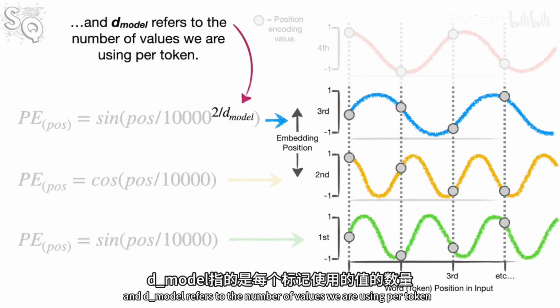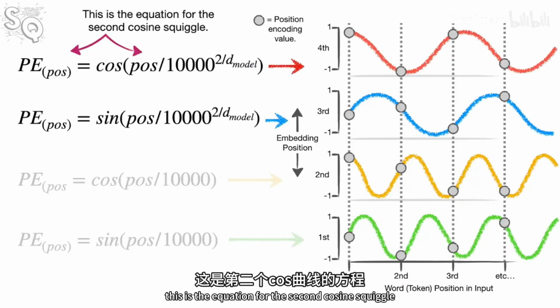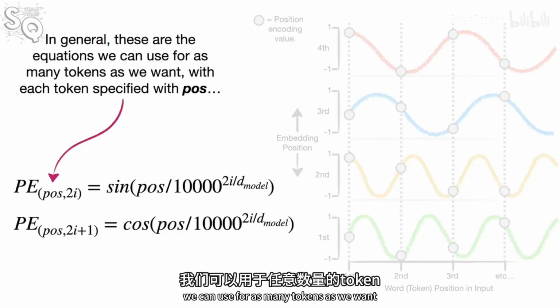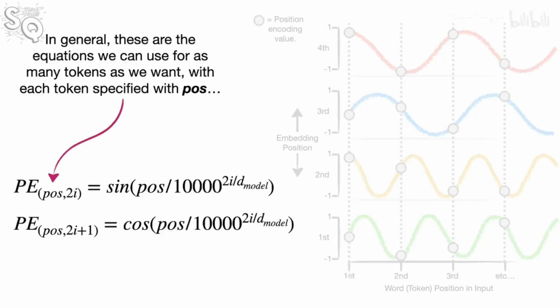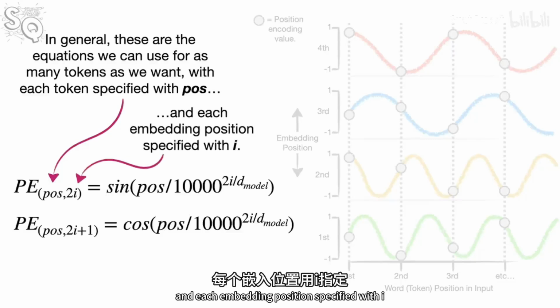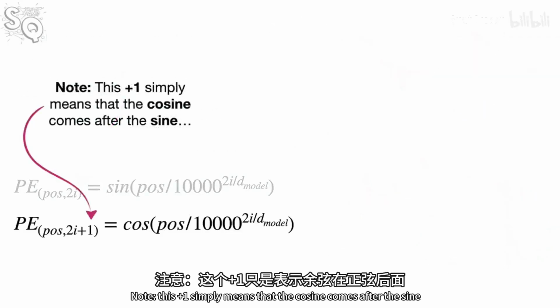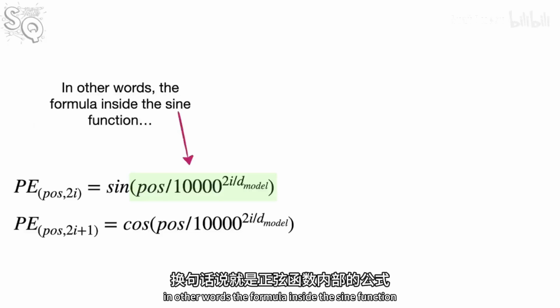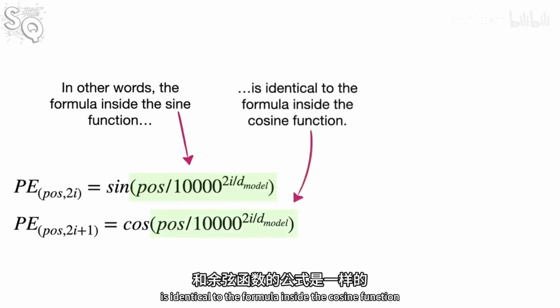And d_model refers to the number of values we are using per token. This is the equation for the second cosine squiggle. In general, these are the equations we can use for as many tokens as we want, with each token specified with pos, and each embedding position specified with i. Note, this +1 simply means that the cosine comes after the sine, and doesn't change the formula within the cosine function. In other words, the formula inside the sine function is identical to the formula inside the cosine function.